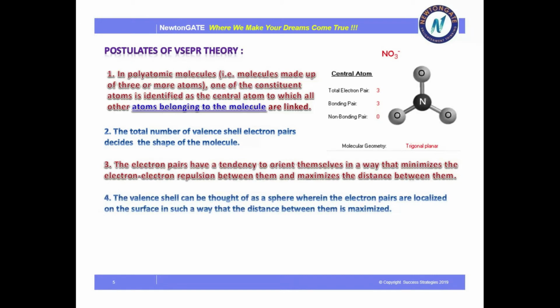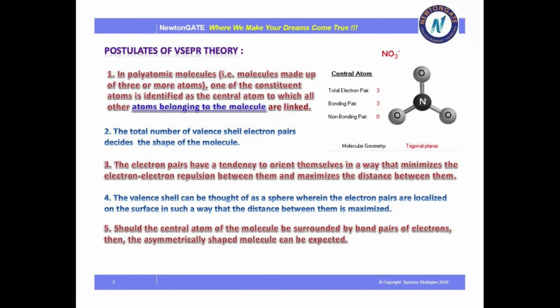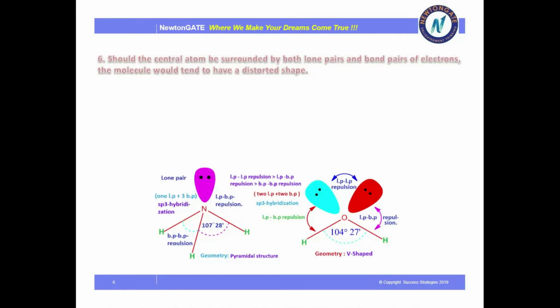Next postulate, the valence shell can be thought of as a sphere wherein the electron pairs are localized on the surface in such a way that the distance between them is maximized. Okay. Next point, should the central atom of the molecule be surrounded by bond pairs of electrons, then a symmetrically shaped molecule can be expected. Okay. Next point, the VSEPR theory can be applied to each resonance structure of the molecule. Next, come to the point, should the central atom be surrounded by both lone pairs and bond pairs of electrons, the molecule would tend to have a distorted shape.